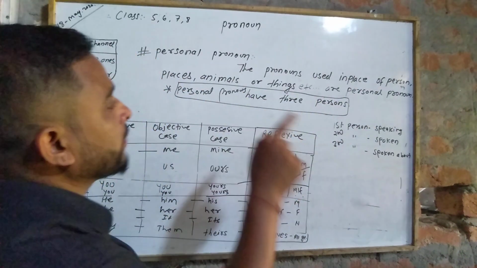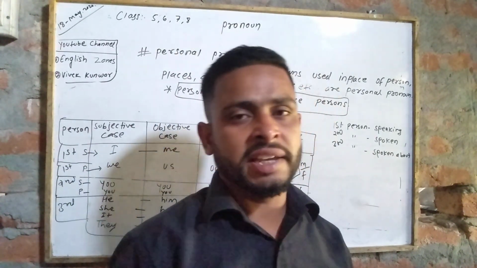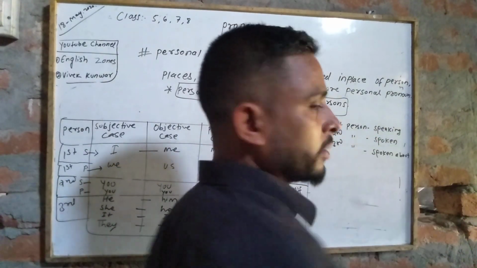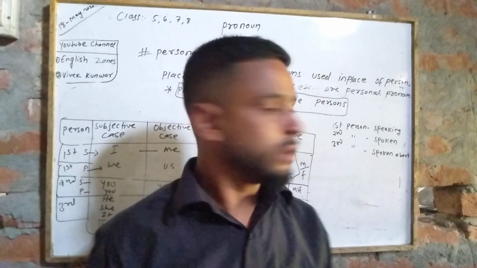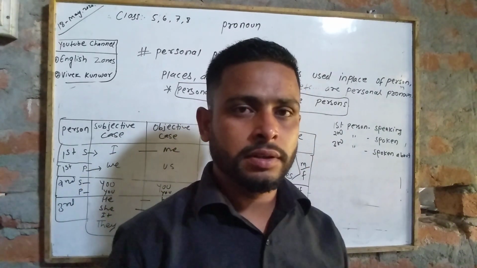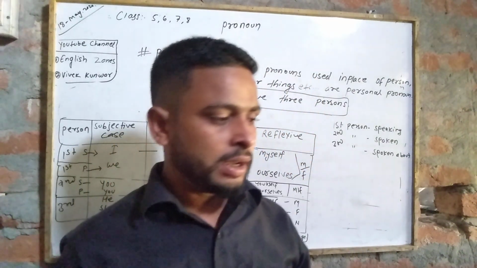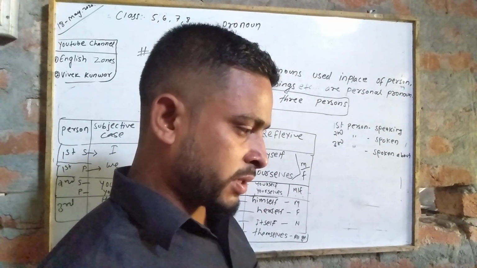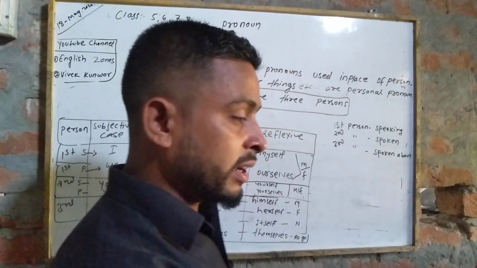And personal pronoun has 3 persons: first person, second person, third person. What is the first person? The first person is the one speaking. I am speaking here, I am the first person. Suppose I and Ram are speaking. I am the first person and Ram is the second person, the one spoken to. And the third person is spoken about.